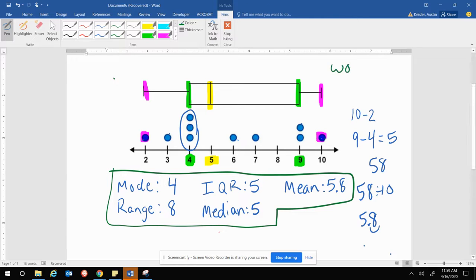Our word of the day is walrus. It's our last animal of the week that has whiskers, since we're talking about box and whisker plots.